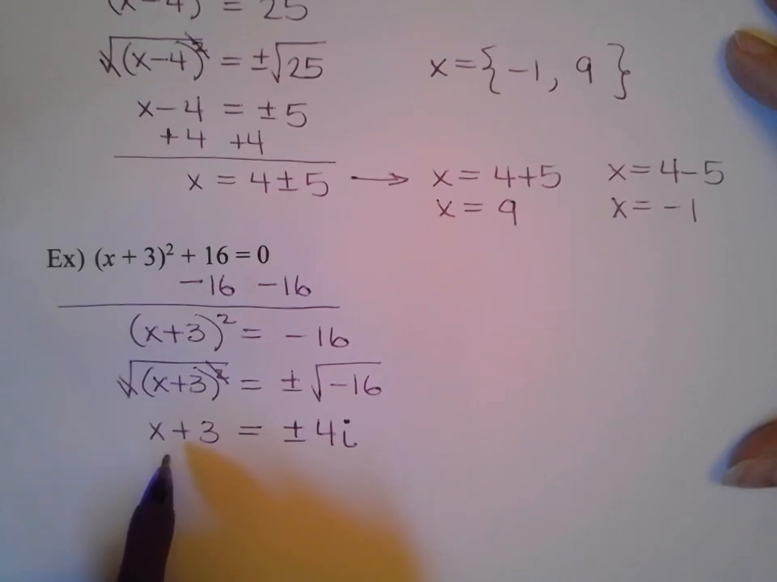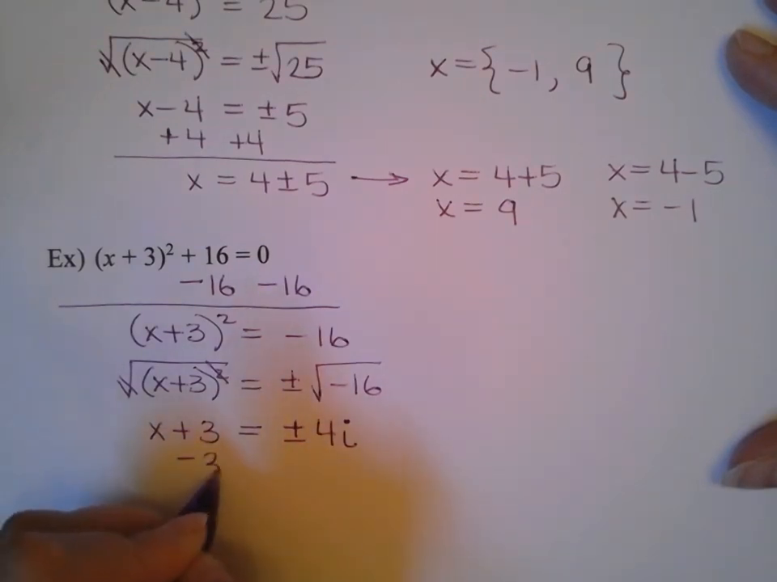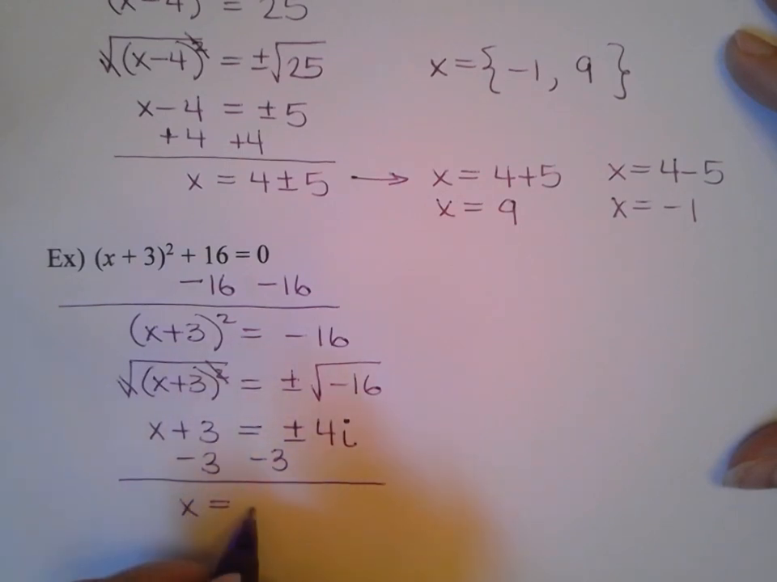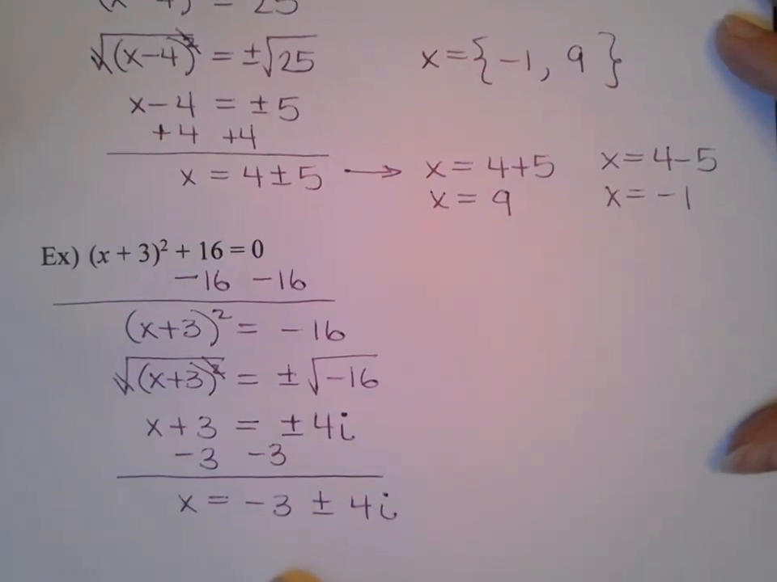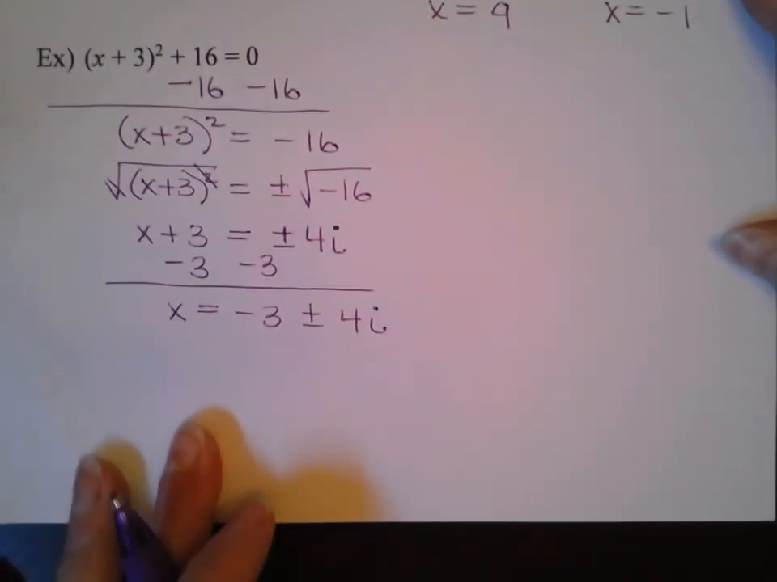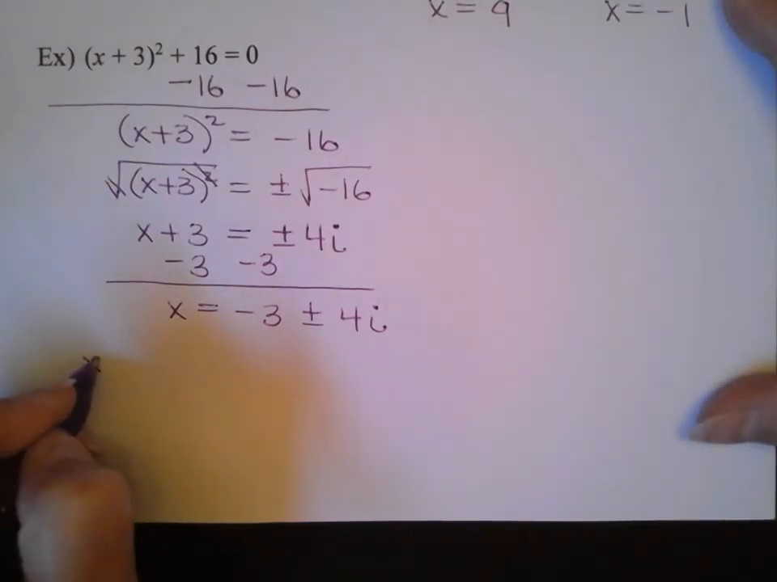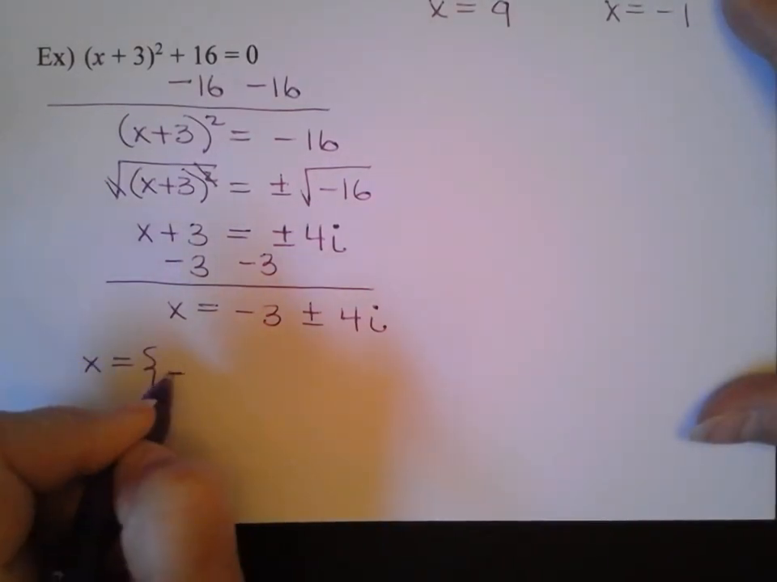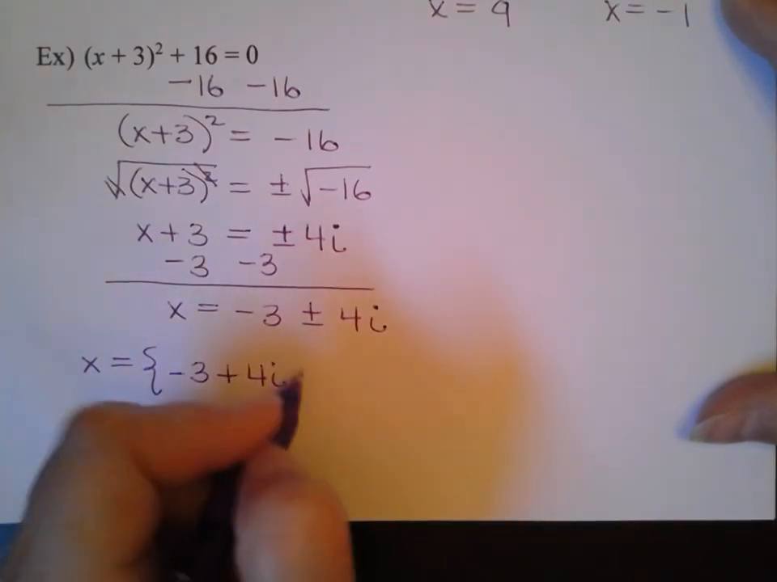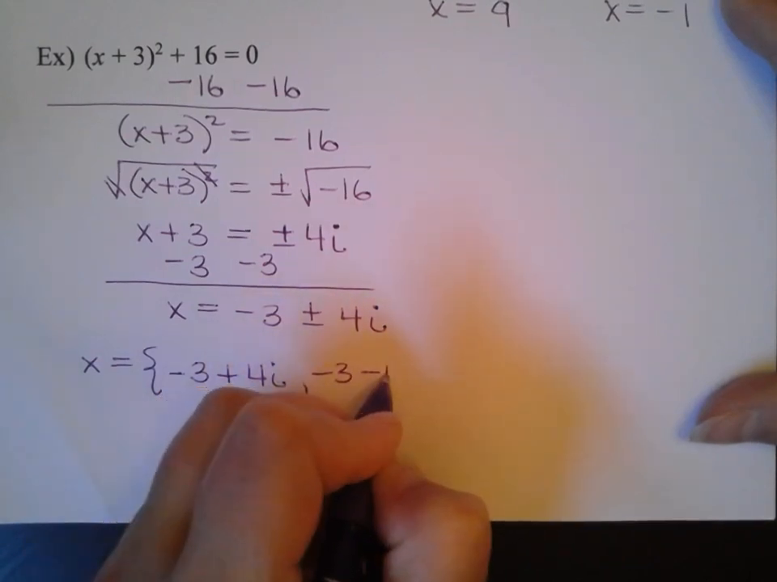Okay, and then our goal, remember, is to get x by itself. So at that point, we're going to subtract the 3 over to the other side. So we get negative 3 plus or minus 4i. And I'm happy for you to leave the answer just like that. If you want to list it out separately, online, MyMathLab is going to ask for it written out separately. This is actually two complex numbers, negative 3 plus 4i and negative 3 minus 4i.